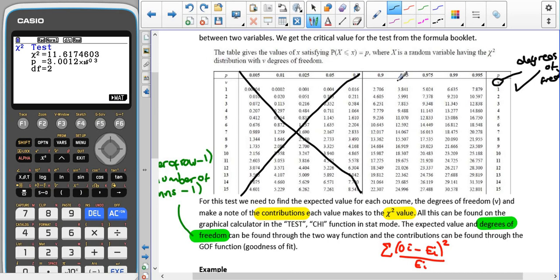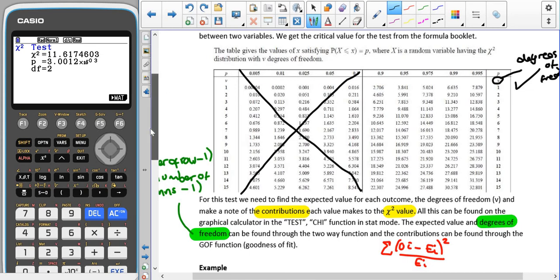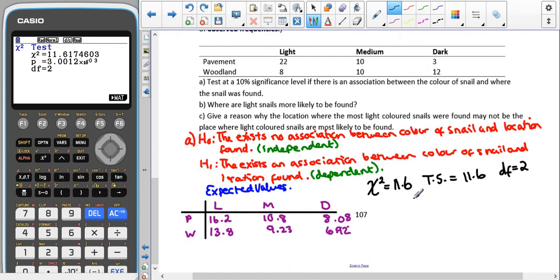So 100% take off 10% gives us 90%, which is 0.9. We have 2 degrees of freedom, so going across from 2 to 0.9 gives us 4.605. So the critical value is 4.605.